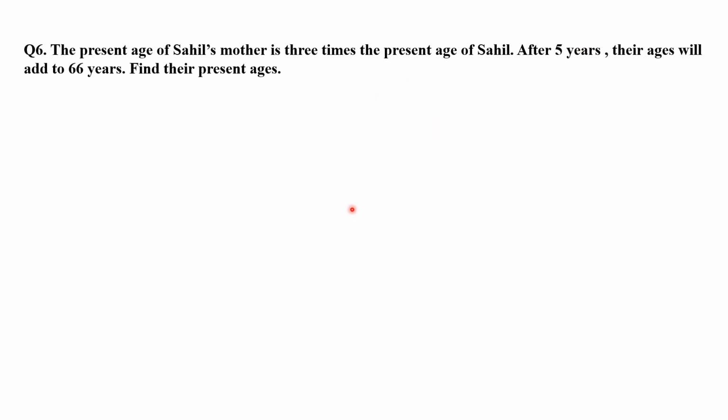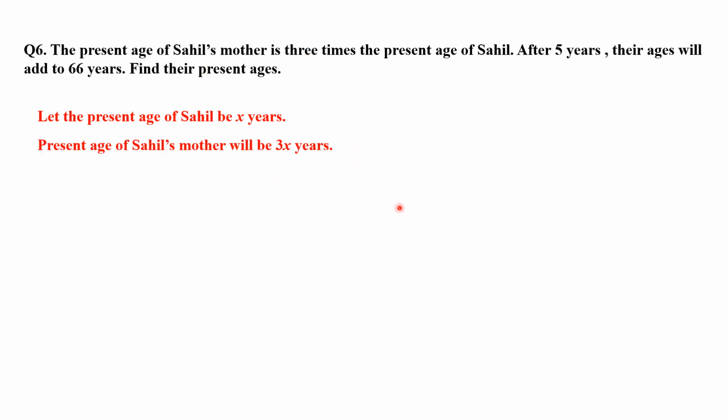Okay. So what I will do, I will assume the present age of Sahil be x years. Then Sahil's mother is 3 times of x, which will become 3x years. And after that, you have to first work on this part, after 5 years. Now you think about it. Suppose your current present age is 13 years. So someone will ask what will be your age after 5 years? So what you will do? You will add 5 in your age. You will be 18 years old after 5 years, isn't it?